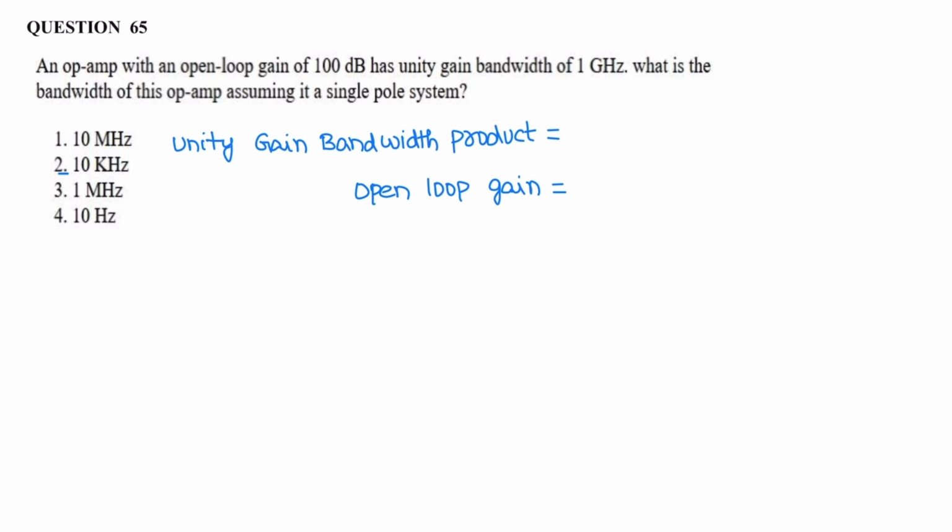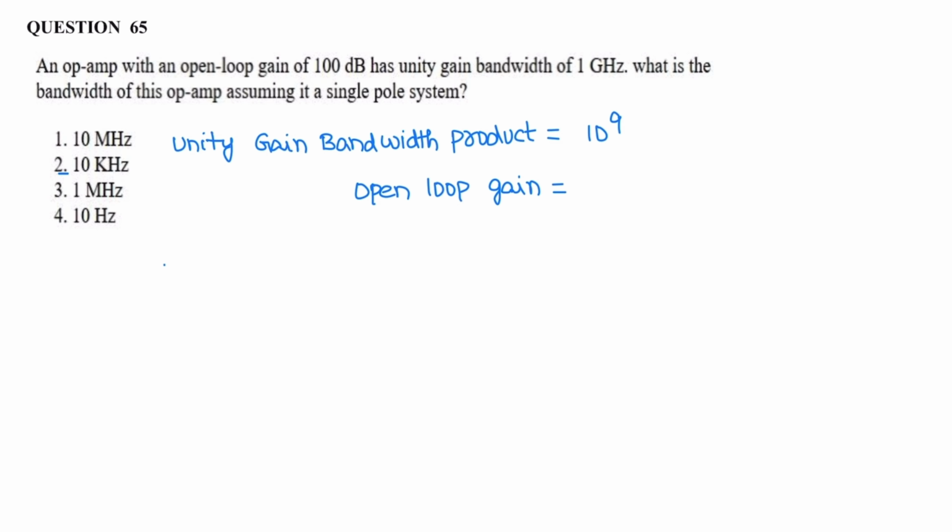Question number 65. The op amp with open loop gain of 100 dB has a unity gain bandwidth of 1 GHz. Unity gain bandwidth is 1 GHz, that is 10 power 9. What is the bandwidth of this op amp assuming it is a single pole system?